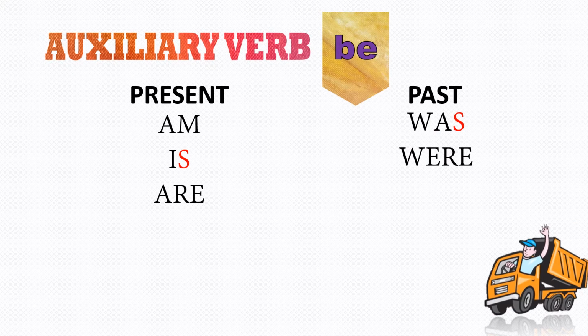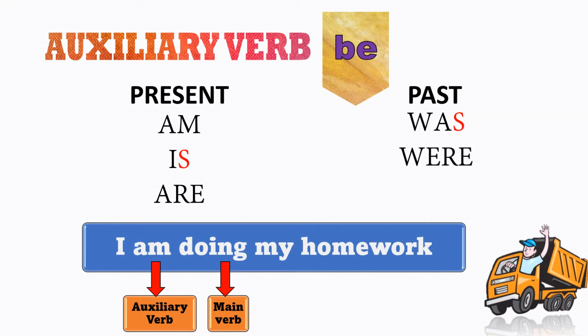Let's look at the be verbs. Remember, the driver is the verb in a sentence. It is in charge of the tense, which in this case is the present and past tense. For the present tense, we use am, is, and are. For the past tense, we use was and were. In this sentence, the be verb am is the auxiliary and the word doing is the main verb.